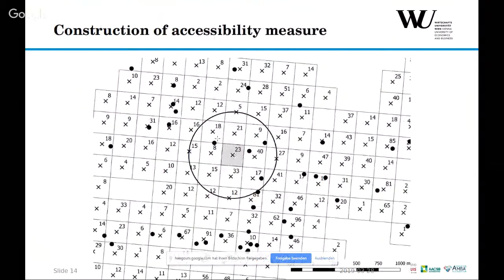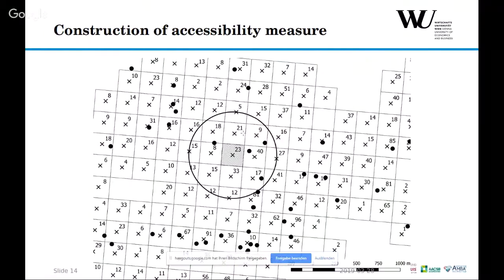But first, I'd like to explain how the accessibility measure was constructed. And for this, I'll show you an example first in order to explain the idea of the measure. So in this example, we want to measure the accessibility for these 23 children living in this grid cell. And these children have 4 childcare institutions in their vicinity, in their catchment area. So obviously, accessibility is higher if there are more daycare centers in the catchment area.